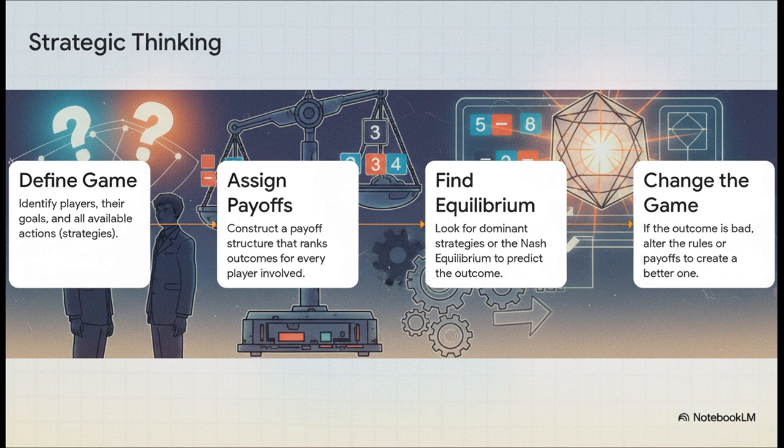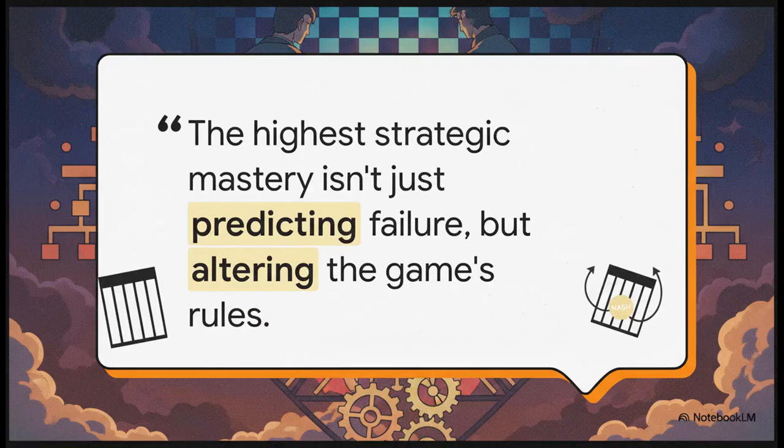Change the game. Maybe you introduce a contract to escape a prisoner's dilemma. Maybe you build a reputation for being tough to win a game of chicken. You find a way to alter the payoffs or the rules. And this quote just says it all. The ultimate lesson of game theory is this: the best strategists aren't just reacting. They're not just playing the game they're handed. They become architects. They redesign the game so that their desired outcome becomes the rational choice for everyone else involved.